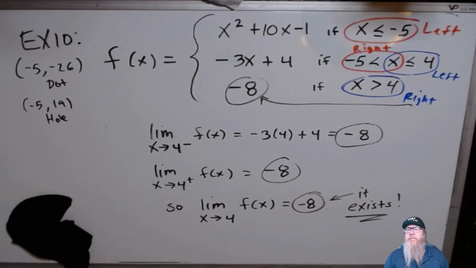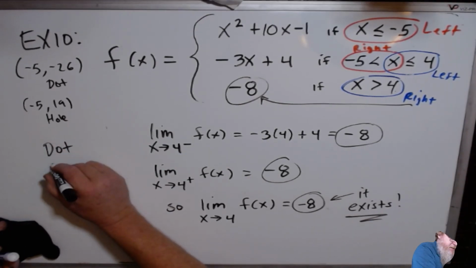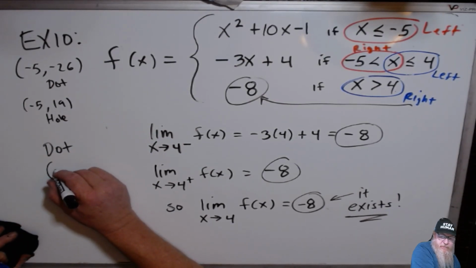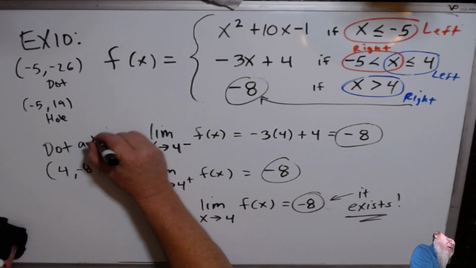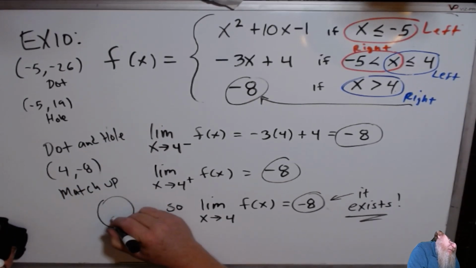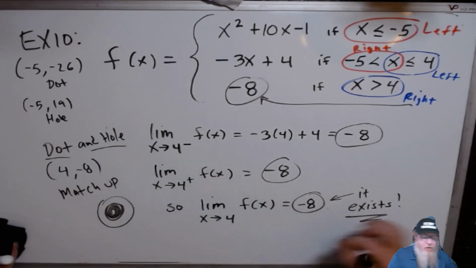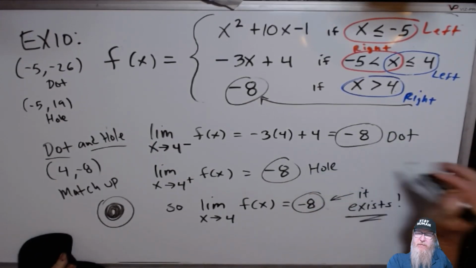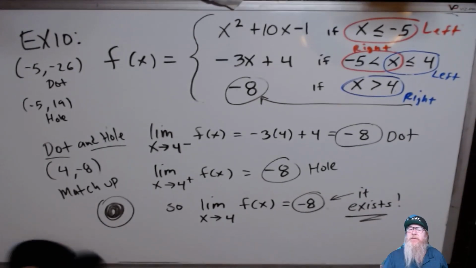All right. So that means I have a solid dot at (4, negative 8). Dot and hole match up. One of them's the dot, the other one's the hole. The dot was on the left-hand side, the hole was on the right-hand side, and they match up with each other, so the limit exists.